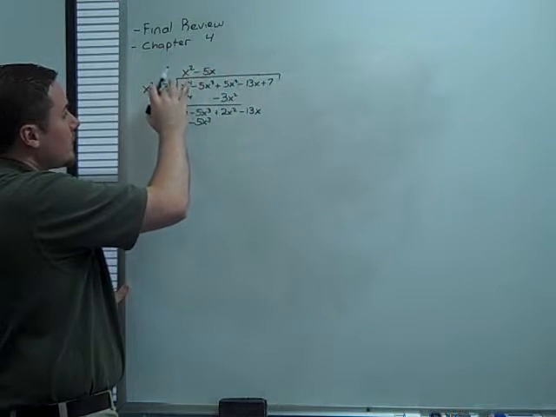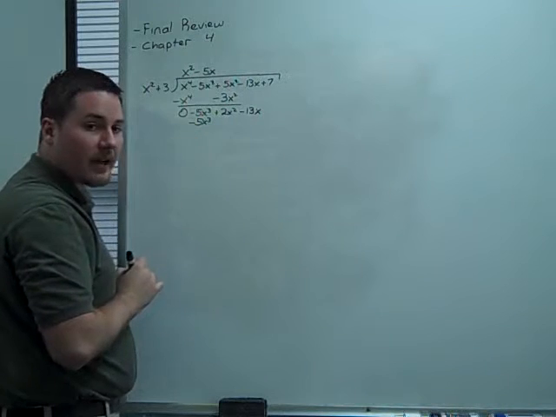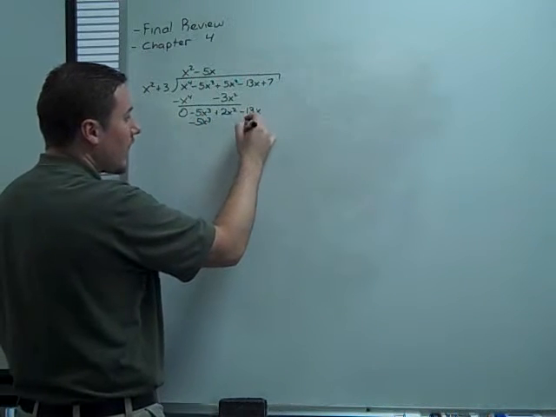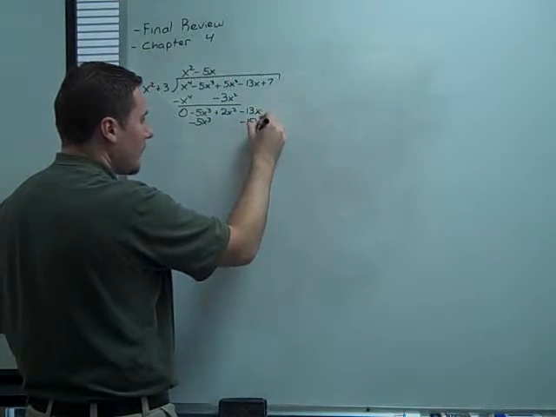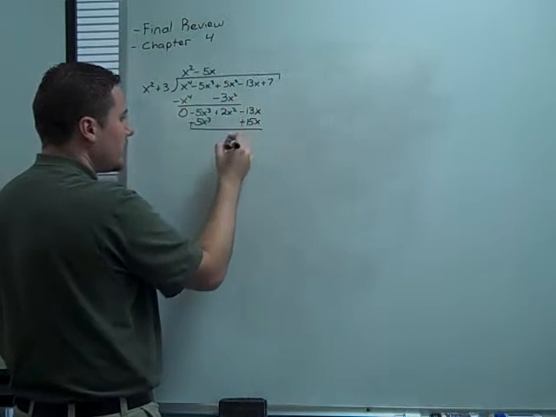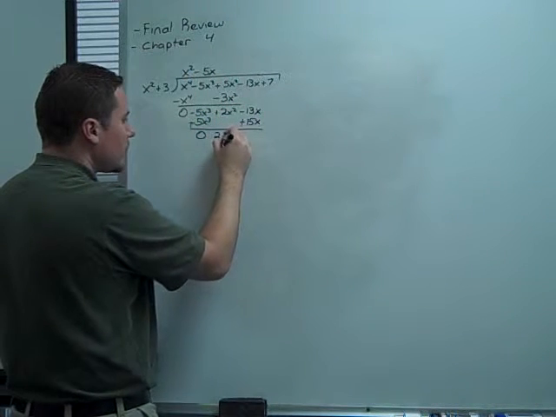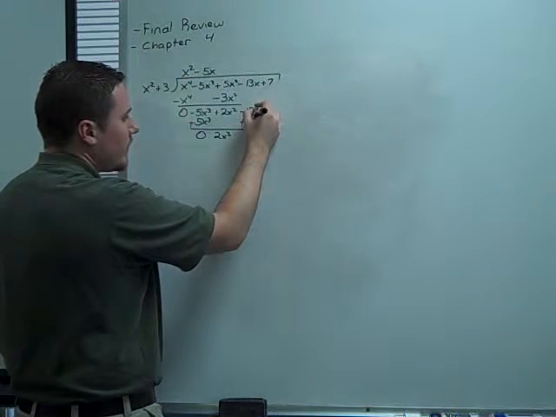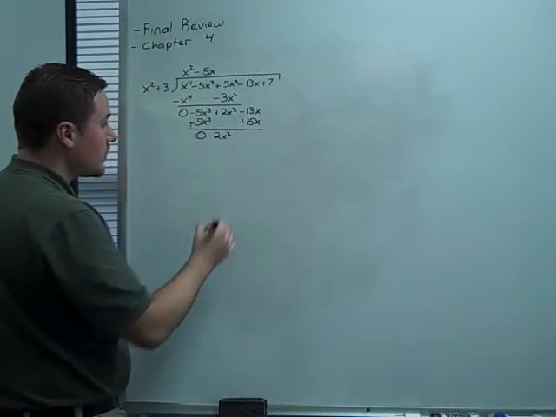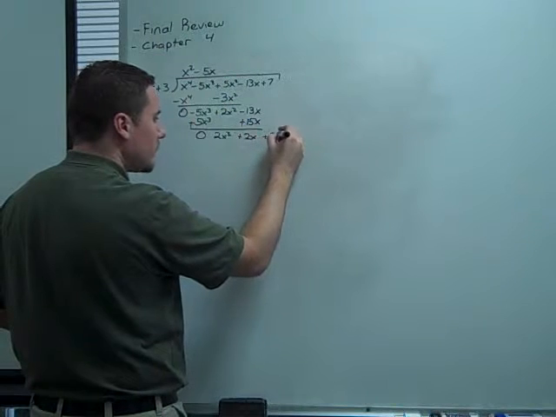Now negative 5x times 3 is going to give us negative 15x. So that needs to go in the x column. So we draw our line, change our signs, and combine. This is going to be 0. The 2x squared will carry. Negative 13x and 15x is 2x. And then we carry down the 7.